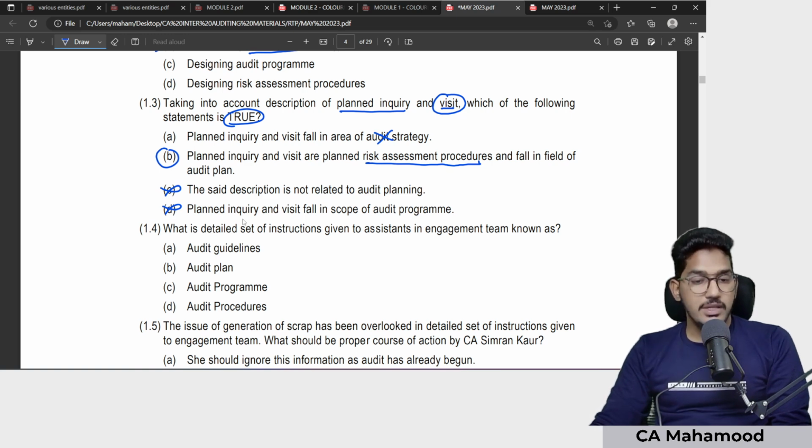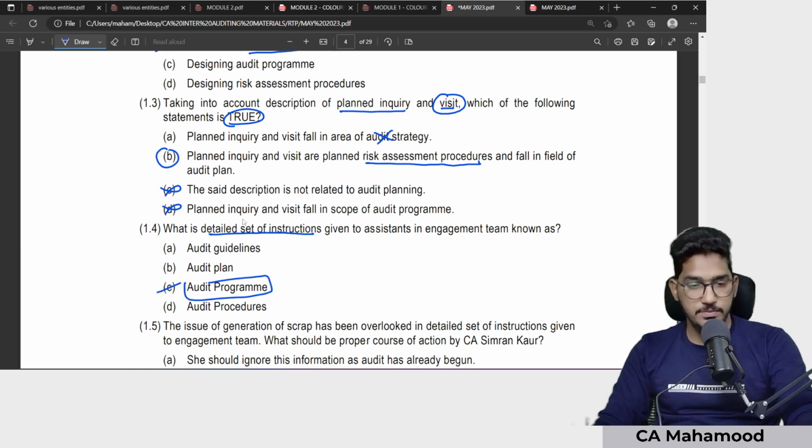Next one. What is the detailed set of instructions given to assistants in the engagement team known as? What do we call the detailed instructions given to the engagement team? We call it as audit program. So option C is the correct option.